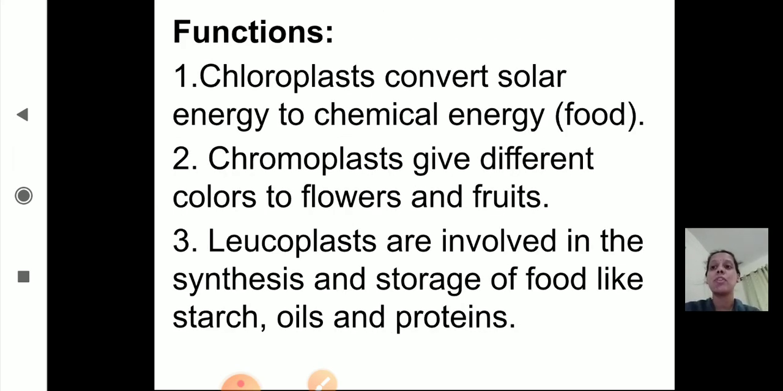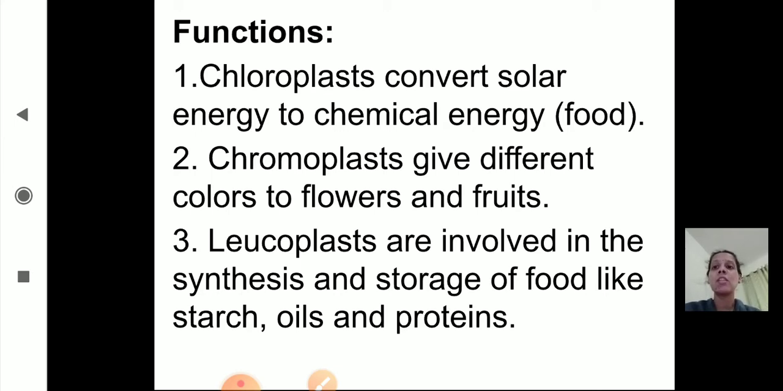Now, what are the functions? The first one is that chloroplast converts solar energy to chemical energy, that is food. This process is called photosynthesis. Using this process, plants make their own food. So this is the first function: chloroplast converts solar energy into chemical energy, that is, they are making their food.